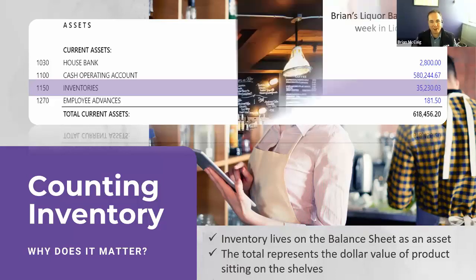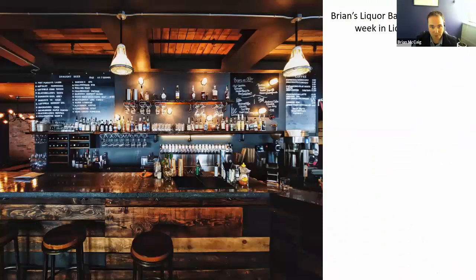Let's do it, and I want to go through it as an example. So let's take my example restaurant, and we're going to have my dream restaurant, Sid. This is Brian's Liquor Barn. We do $10,000 a week in sales. Apparently my dreams are not that gaudy. It's a pretty conservative sales number there.